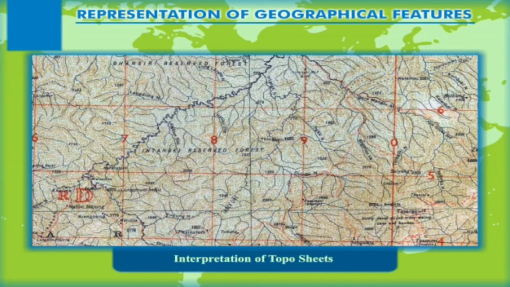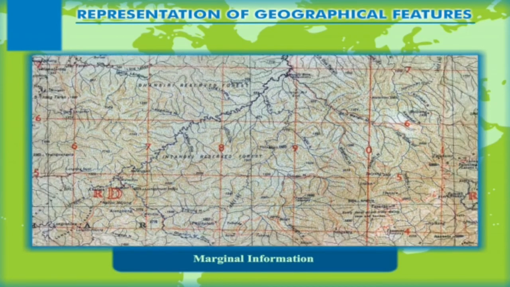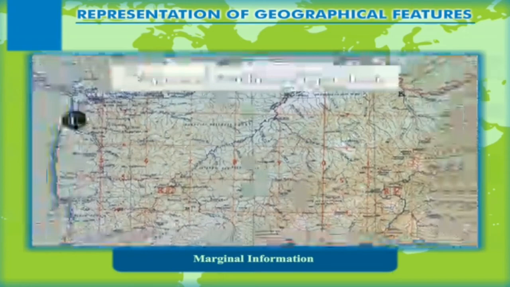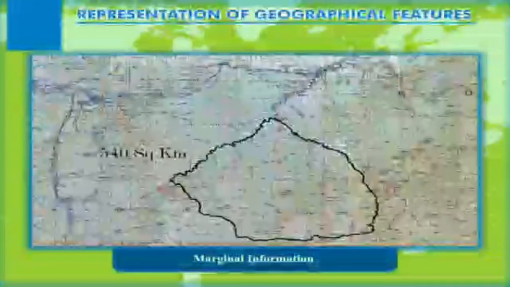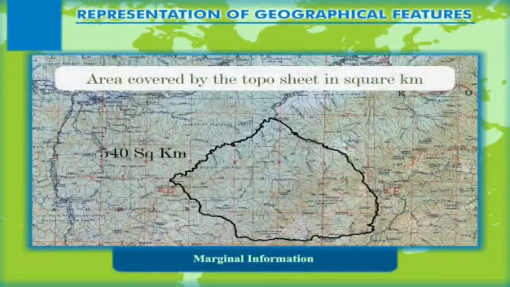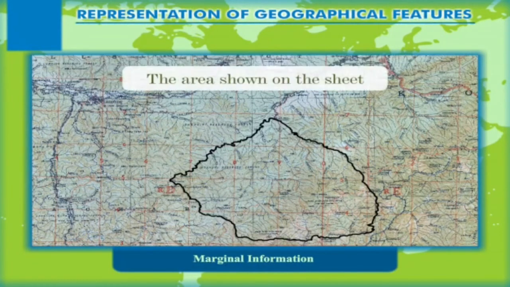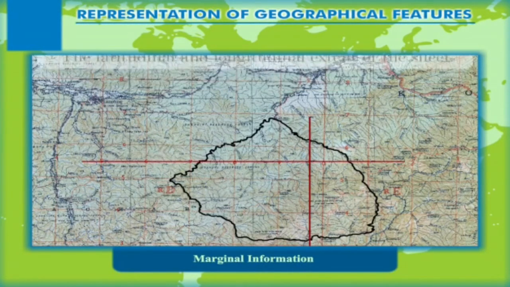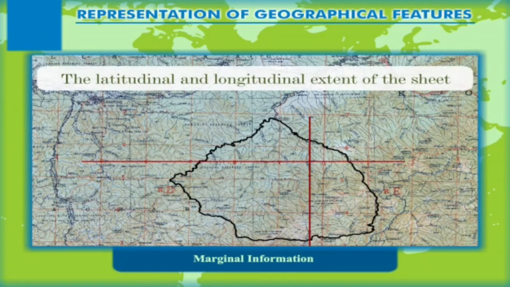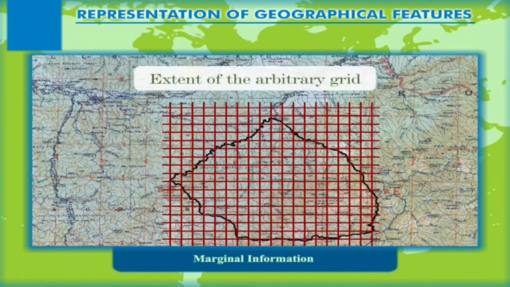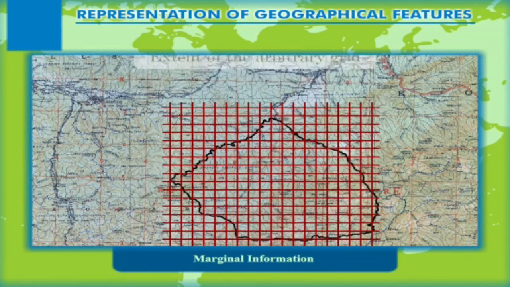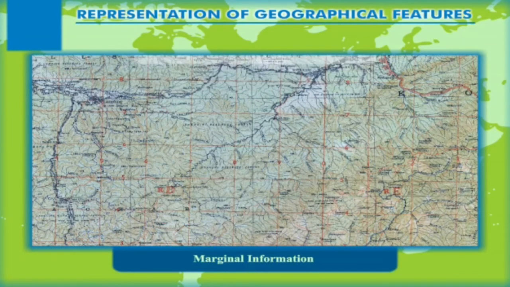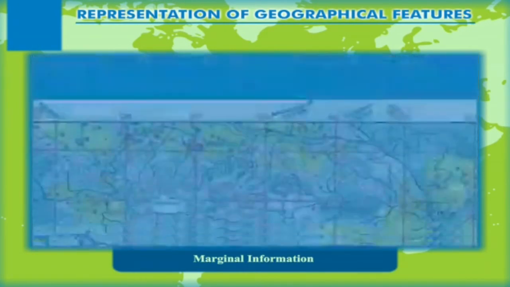Interpretation of topo sheets. The study or interpretation of a topo sheet can be done under the following heads. Marginal information. The information included are name and number of the topo sheet, area covered by the topo sheet in square kilometers, the area shown on the sheet, the latitudinal and longitudinal extent of the sheet, extent of the arbitrary grid, scale of the sheet, and special information if any.